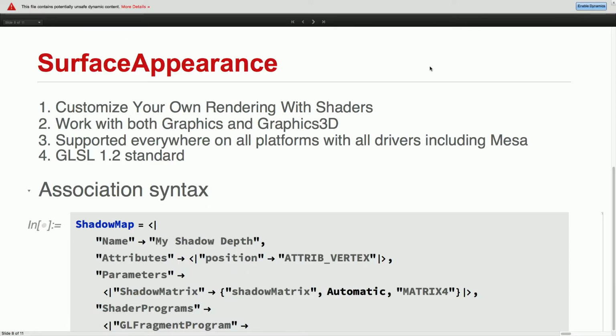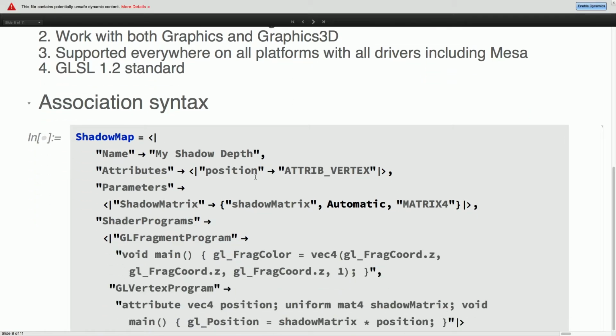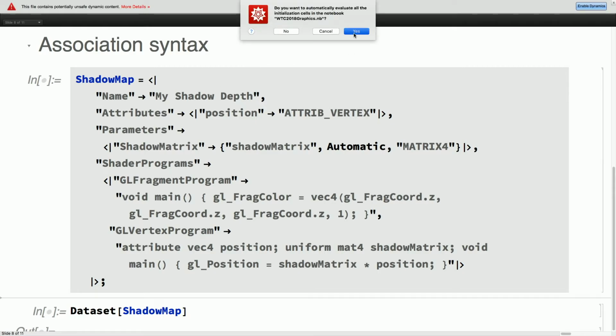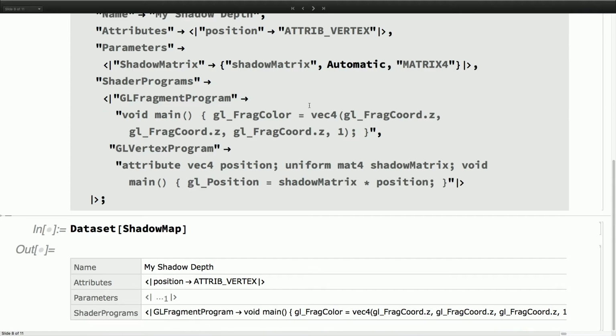SurfaceAppearance is a directive which allows you to do a lot of low-level shading language work. What you can do with it is customize your own rendering with shaders. It works with both 2D and 3D, and it works on all platforms. Currently it follows the GLSL 1.2 standard. And now it takes the association syntax, and it will be more straightforward and more readable.